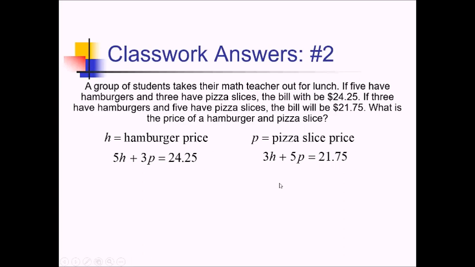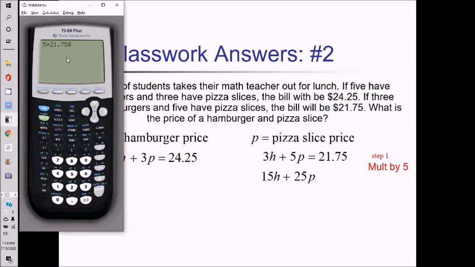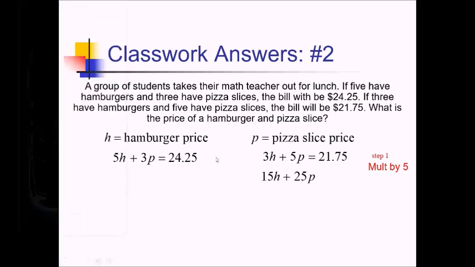To start this process, because I got to start somewhere, I'm going to multiply this second equation by 5. That'll give me a 15H. So I have a 15H plus 25P plus whatever 21.75 times 5 is. Time to get the calculator. So 5 times 21.75 comes out to 108.75.